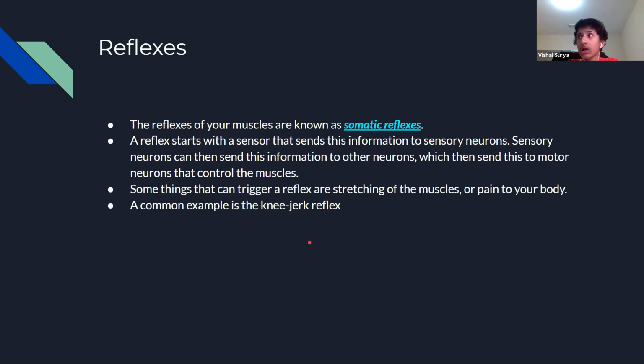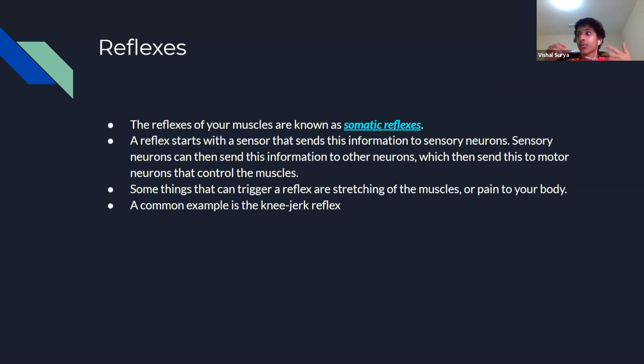Now, next, we will talk about reflexes. So the reflexes of your muscles are known as somatic reflexes. You don't have to know this term, but it's a pretty good term to know, but it's not necessary. So a reflex starts with a sensor that, let's say, senses something, and then it sends this information to the sensory neurons, which we covered in the last class. You can just look at the website as well if you don't know. And these sensory neurons can then send this information to other neurons, which then send this back to the motor neurons that control the muscles. And so that's how the reflex loop works.